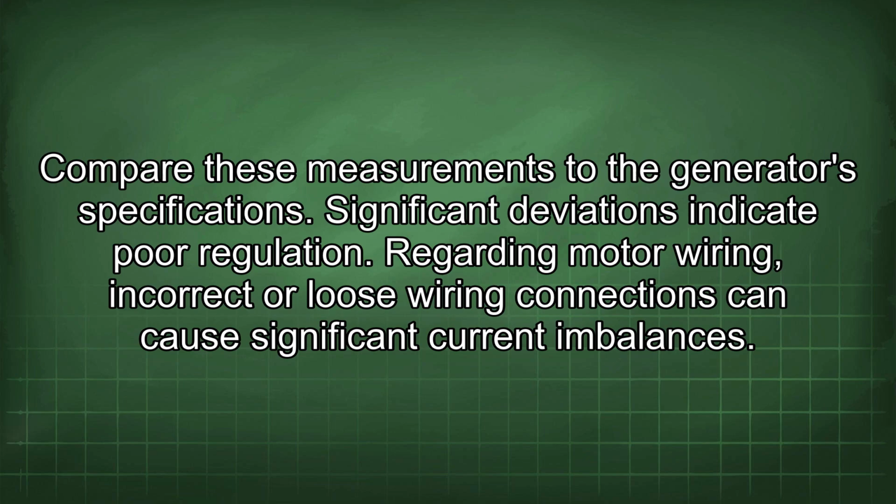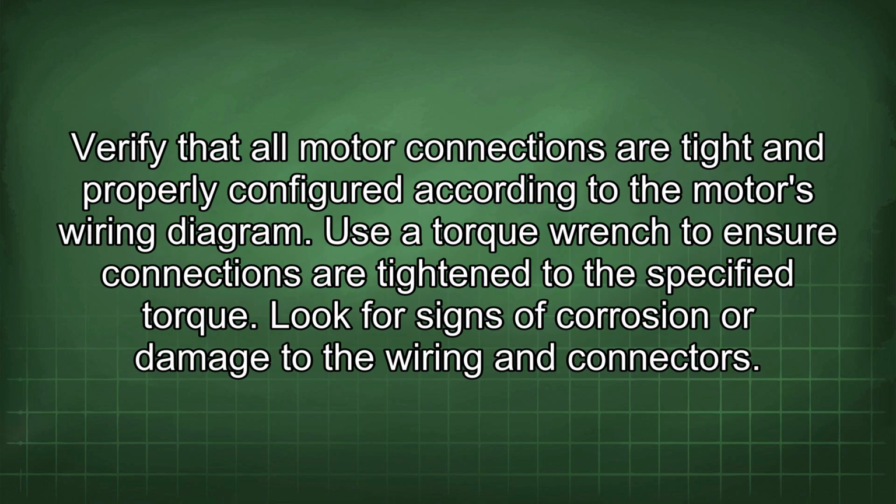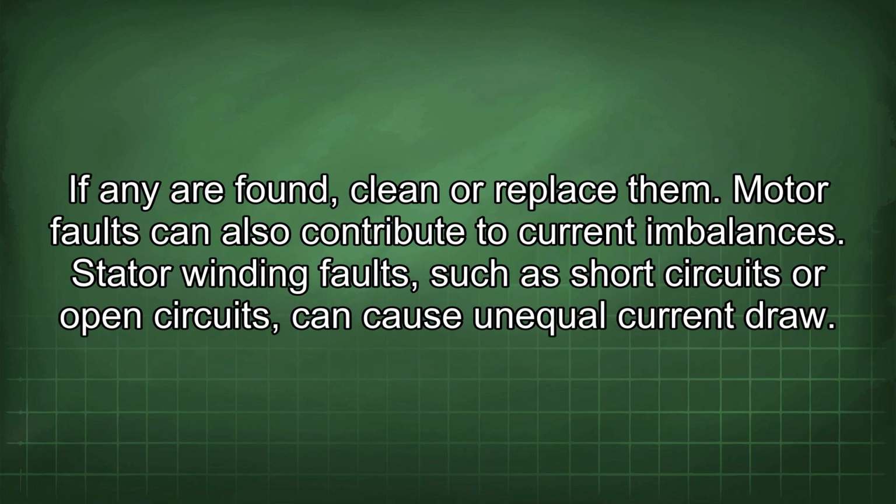Regarding motor wiring, incorrect or loose wiring connections can cause significant current imbalances. Verify that all motor connections are tight and properly configured according to the motor's wiring diagram. Use a torque wrench to ensure connections are tightened to the specified torque. Look for signs of corrosion or damage to the wiring and connectors. If any are found, clean or replace them.